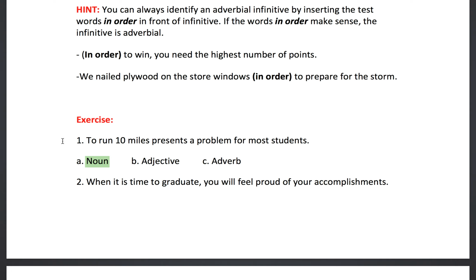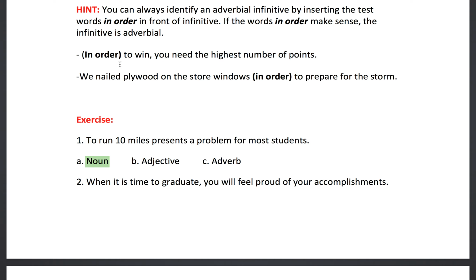Here we have an example. To win, you need the highest number of points. Okay, "to win" here, this is the infinitive we have. You know that this is an adverb because here is the comma and the following sentence has its subject. So this is not the subject of a sentence. I have "need" as a verb here, so this is describing the verb "need". So this is an adverb.